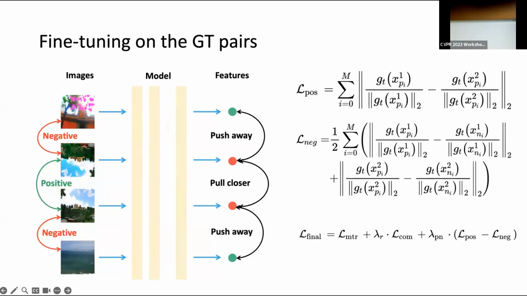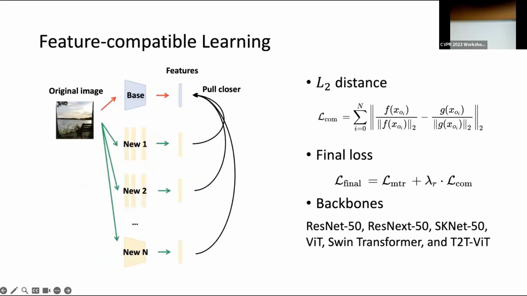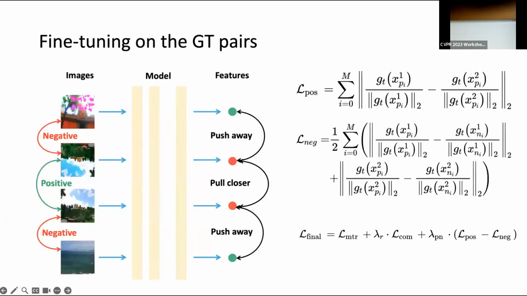That is our final training stage. In conclusion, we have three training stages. First, base training. Second, feature compatible learning. And last, fine-tuning on the ground truth pairs. That is our feature compatible progressive learning pipeline.